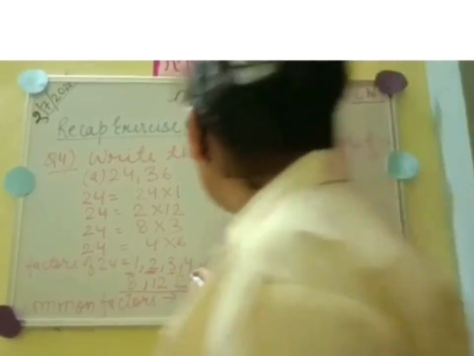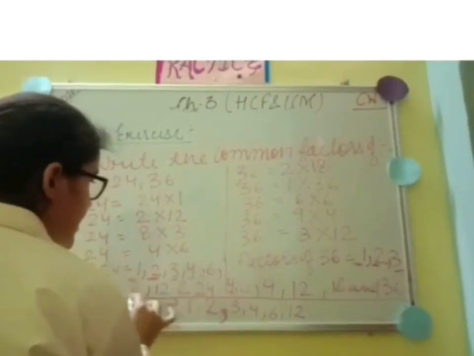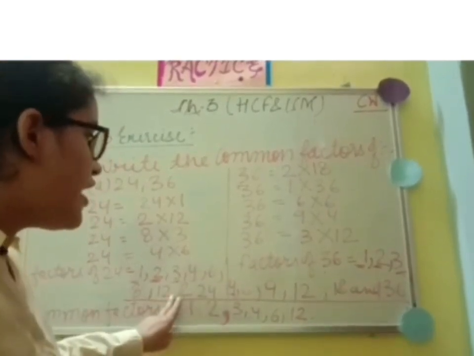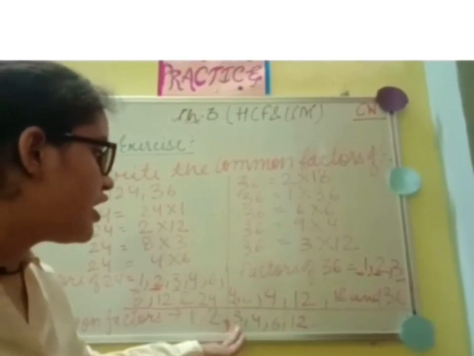4 is also there with both. Yes. 6? No, 6 is there. 6 is only here. 9 is not there. 12 is there with both. So 1, 2, 3, 4, 6 and 12 are our common factors.